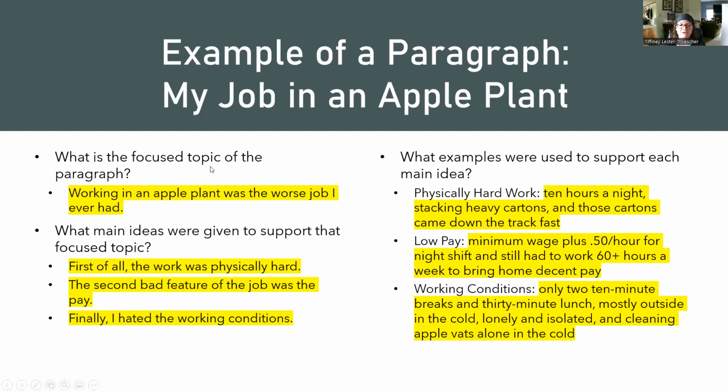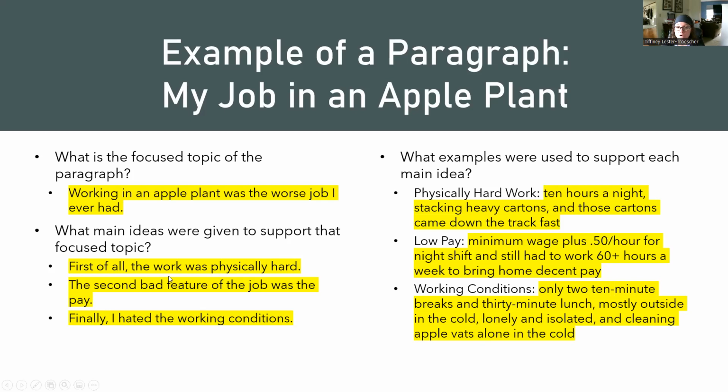Okay, let's look here. What is the focused topic of the paragraph? What was in the topic sentence that let us know exactly what was going to be discussed? Working in an apple plant was the worst job I ever had. So that's the focused topic. That's what all the rest of the sentences are going to relate to. Everything else in that paragraph should in some way relate back to his statement that it was the worst job he ever had. What were the main ideas given to support that focused topic?